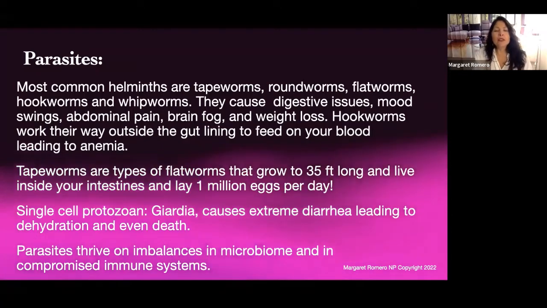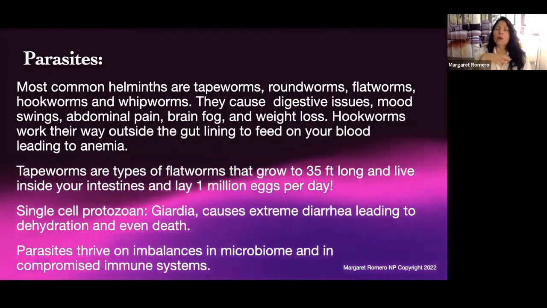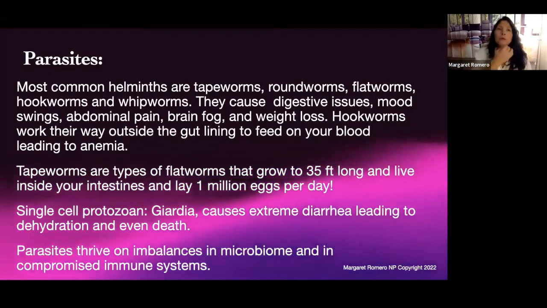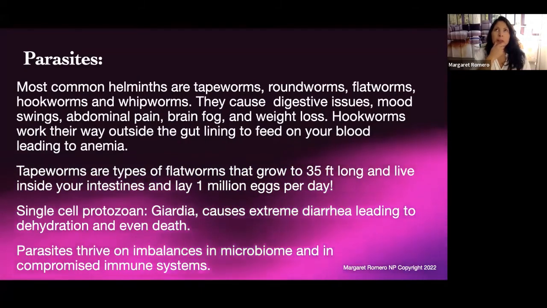Okay, so obviously parasites thrive when you're not well, when your body is run down, when your immune system is low, when you're immunocompromised, when you've got other pathogens. It kind of takes over. It lives off of you. And it's so common. It's more common than you think.